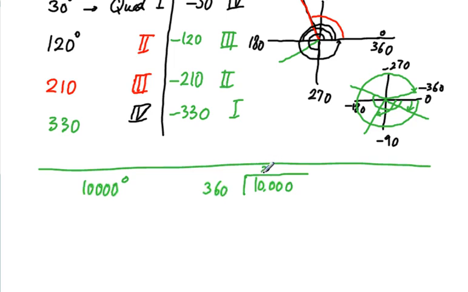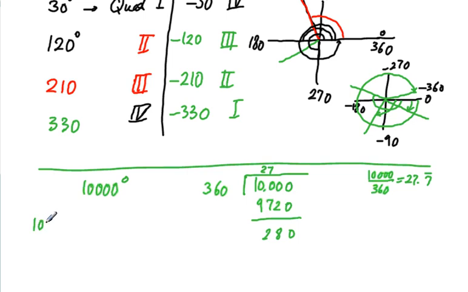Your calculator helps you say, okay, 27. That's 27 full rounds. Take 10,000 divided by 360, you get 27.7, etc. So this is 27. You take 27 multiplied by 360, of course, and you get 9,720. You see what is left? Well, what is left? I guess 280.